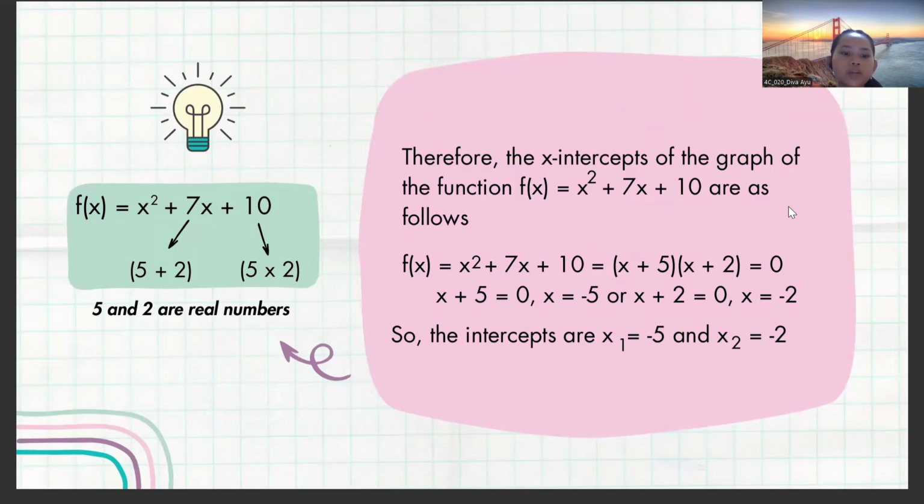Now let's determine the roots using the factoring method. The quadratic function can be factored as (x plus 5) times (x plus 2) equals 0. Setting each factor equal to 0 gives us x equals negative 5 or x equals negative 2. Therefore, the graph intersects the x-axis at the points negative 5 and negative 2. This is called the x-intercept of the quadratic function.